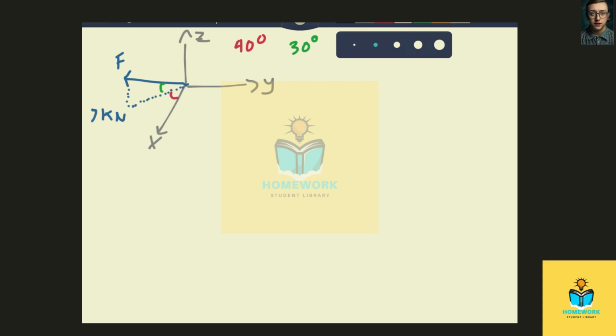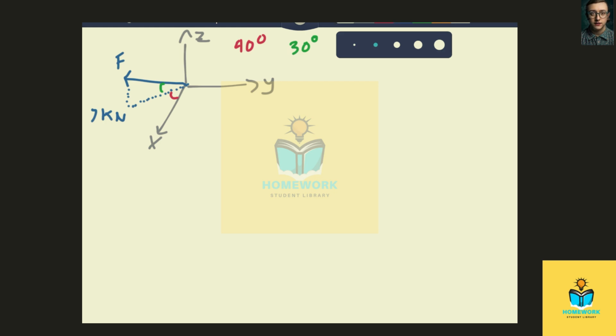And we're told that the shadow force, right, or the xy component of the force, forms a 40-degree angle with the x-axis and a 30-degree angle with the force F itself. So that's the red and green angles that I've drawn in this little diagram here. And so we have to use those to find the magnitude and the coordinate direction angles of the force F.